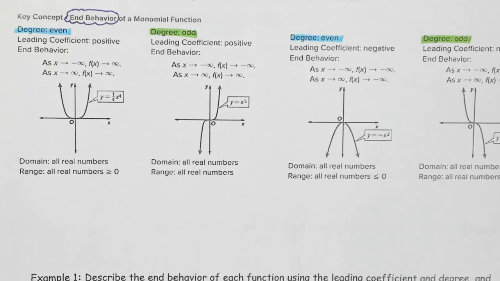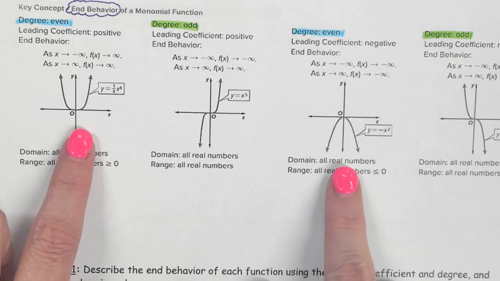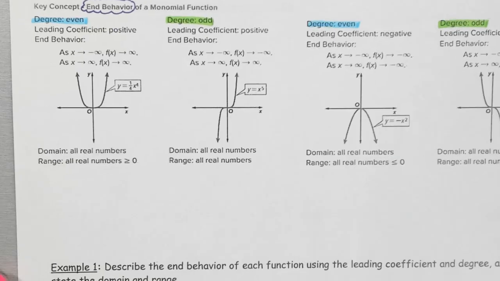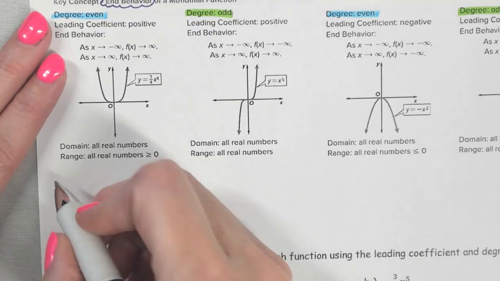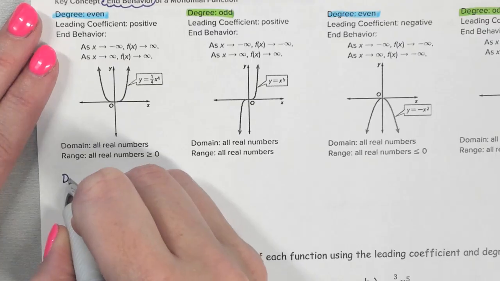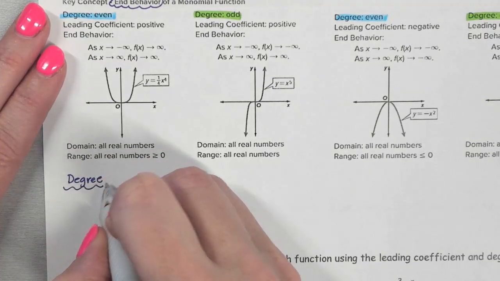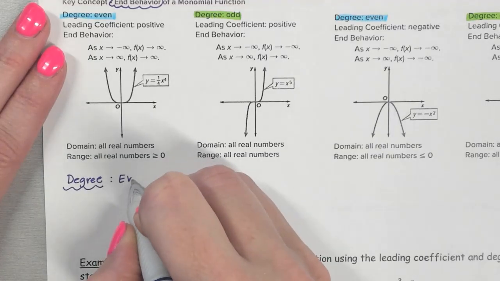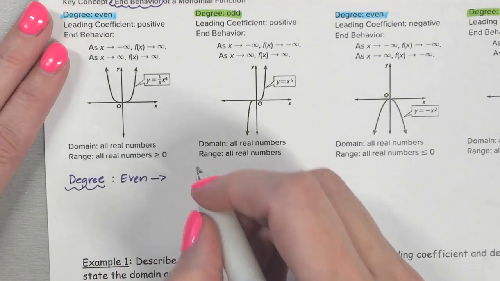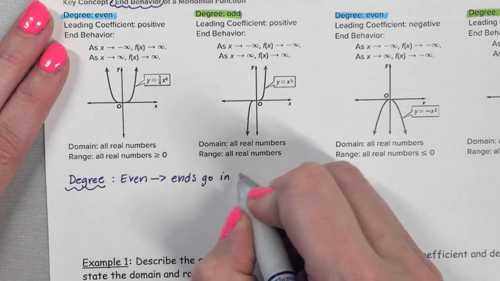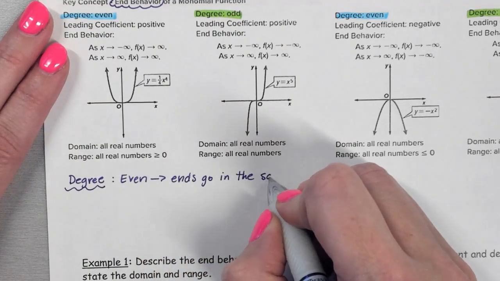Okay, so if the degree is even, what do you guys notice about the ends of the graph? Yep, that's exactly right. They go the same way. So we're going to write that down underneath here. So if the degree is even, that means the ends go in the same direction.